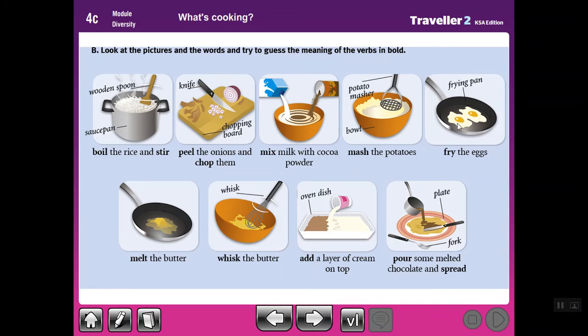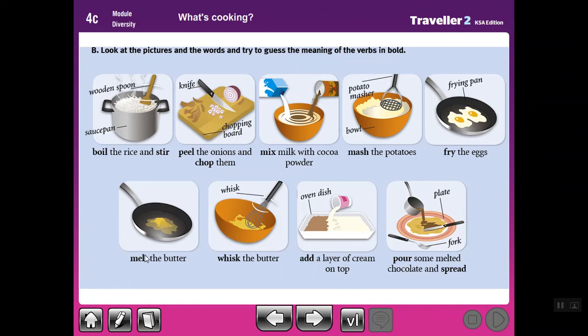Fry the eggs. Fry here, when you fry something, you cook using oil. Unlike boil. Boil here means you use water, but fry here you use oil. Okay? When you roast, you don't use water or oil. In a frying pan. This is a frying pan. You fry in it.